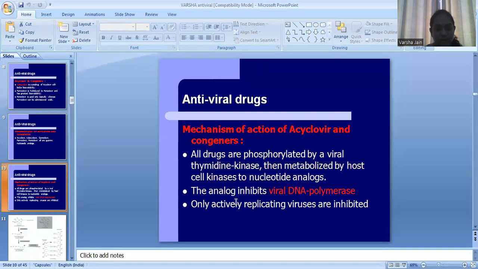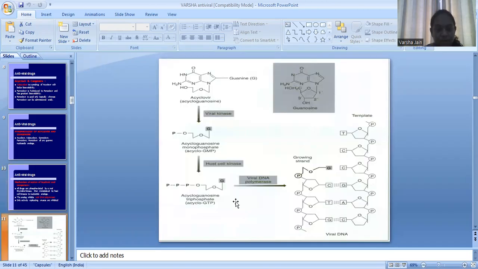Mechanism of action of acyclovir and congeners: all the drugs are phosphorylated by viral thymidine kinases and metabolized by host cell kinases into nucleotide analogs. The analogs inhibit viral DNA polymerases. Only actively replicating viruses are inhibited. So these are the acyclovir congeners.